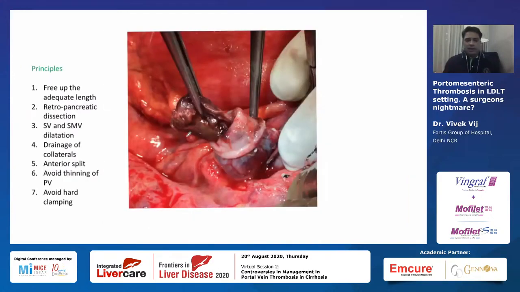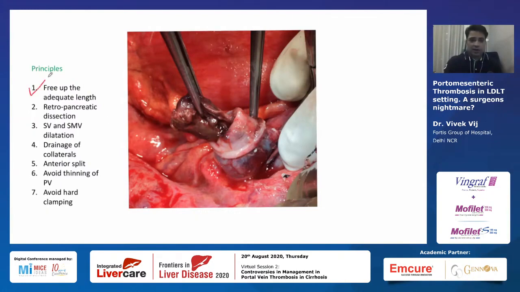Now in Yerdel grade 1 and 2, generally speaking, we are able to do either anastomosis of the recanalized vein or do thromboendovenectomy. Now thromboendovenectomy is a very important procedure. I think every living donor liver transplant surgeon once in a while must have got this thromboendovenectomy done during the living donor liver transplant. But I have laid down certain principles of thromboendovenectomy.